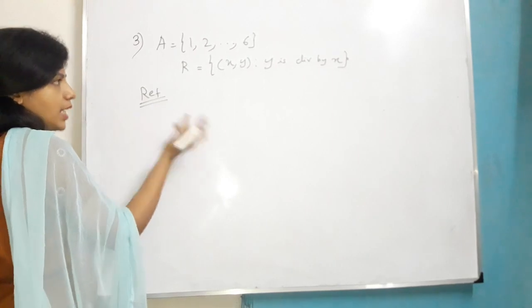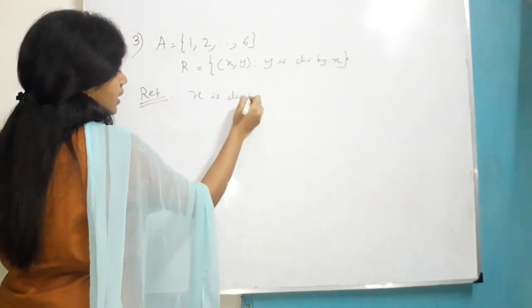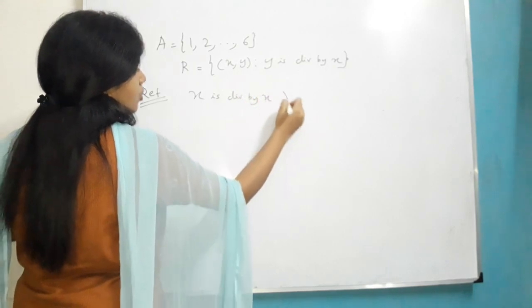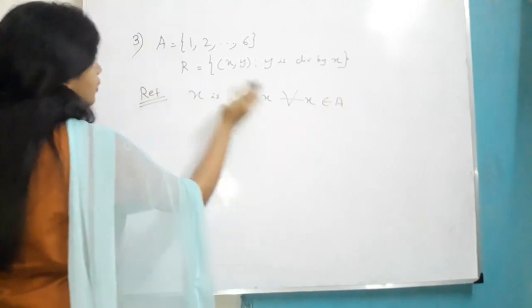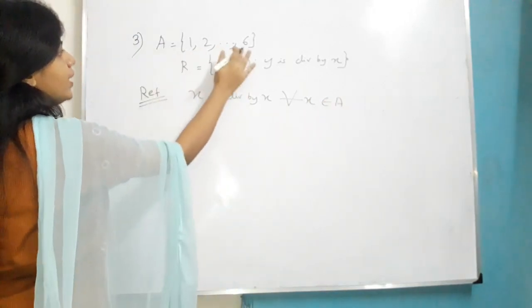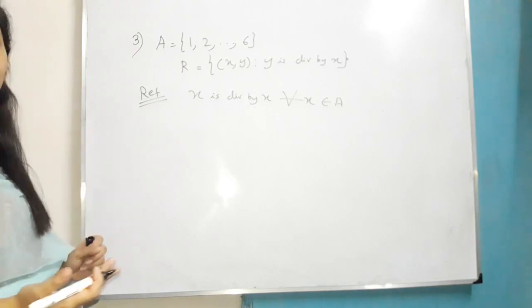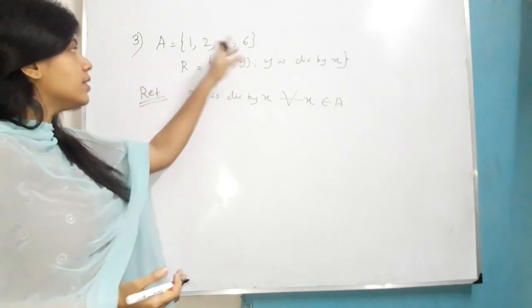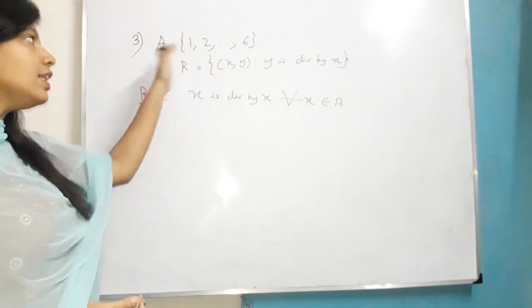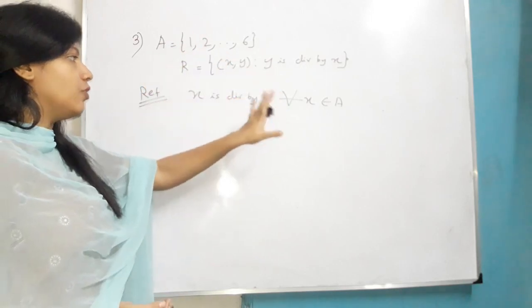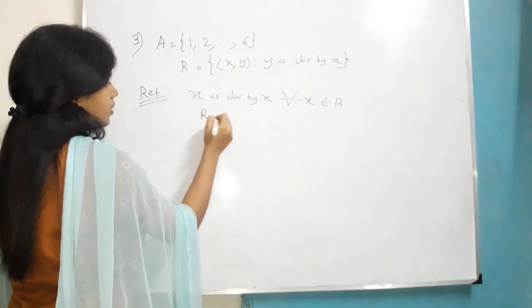Now if we observe properly, x is divisible by x for all x belongs to A. Means if I take any element from 1 to 6, 1 is divisible by 1, 2 is divisible by 2. So all the elements, since 0 is not there, so no problem is there. That means all the elements are divisible by itself. So I have written this one. That means R is reflexive.